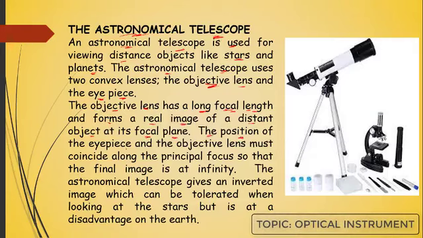The position of the eyepiece and the objective lens must coincide along the principal focus so that the final image that will be formed will stay at infinity. It's important to note that the astronomical telescope gives us what we call an inverted image, which of course can be tolerated when we look at stars, but when we're looking at objects on the earth, we are at a disadvantage.